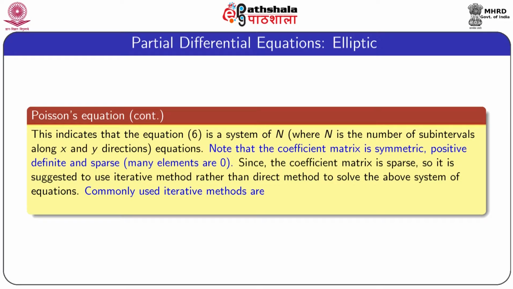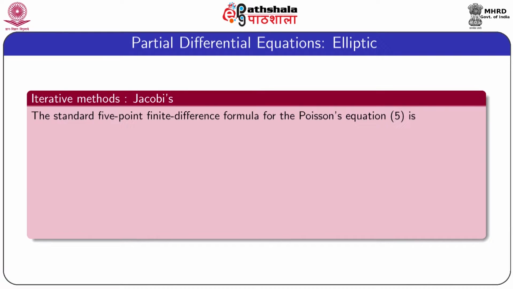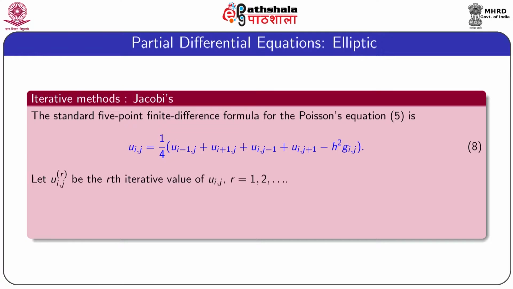Many iterative methods are available in the literature to solve this type of equations. The commonly used iterative methods are Jacobi's method, Gauss-Seidel method, successive over-relaxation method, alternating direction implicit method, etc. The first 3 methods are discussed in chapter 5. Now, we consider the iterative method due to Jacobi. The standard 5-point finite difference formula for the Poisson equation 5 is given by equation 8, that means uij equal to this expression.